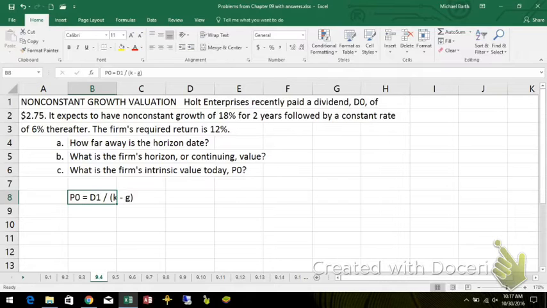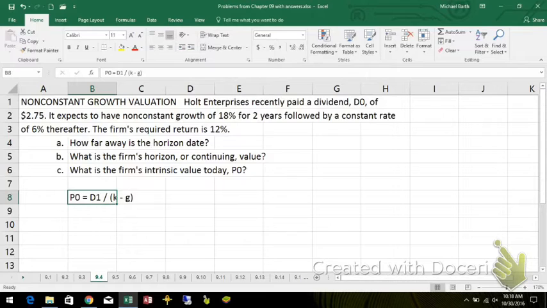Okay, so how far away is the horizon date? The horizon date is the date at which the dividends begin growing at a constant rate. All right, so it expects non-constant growth for 2 years, followed by constant growth of 6% thereafter. Horizon date is at the end of 2 years. So in year 3, 4, 5, 6, 7, 8, 9, forever, you're going to have constant growth.